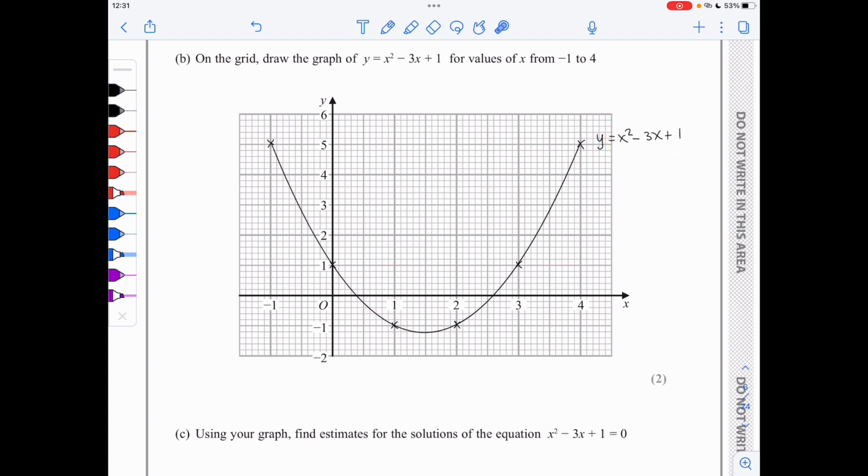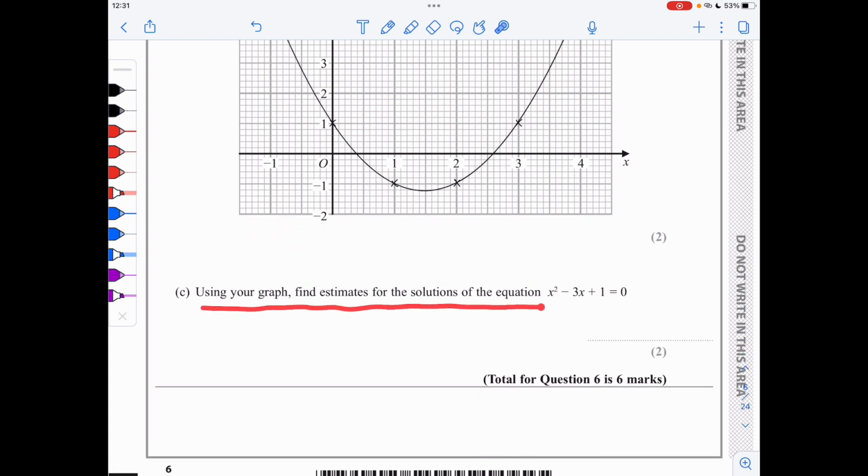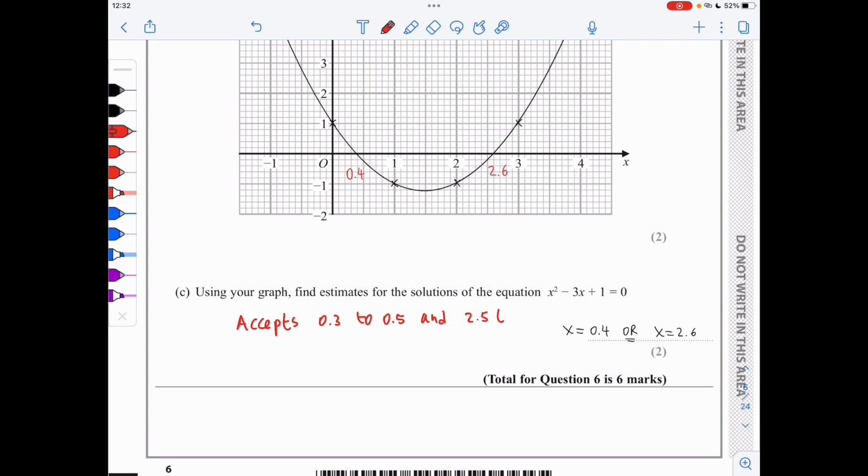And we can now proceed into using our graph to find estimates for the solutions of the equation x squared minus 3x plus 1 is 0. These are the points where we cut through the x-axis, and we can easily see that this is 0.4 and this is 2.6. So our solution will be that x is 0.4 or that x is 2.6. It's also worth mentioning that the examiner here is accepting anything between 0.3 to 0.5 for the first solution and 2.5 to 2.7 for the second solution, provided this follows through from your graph.